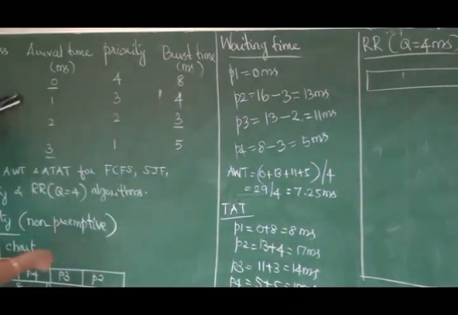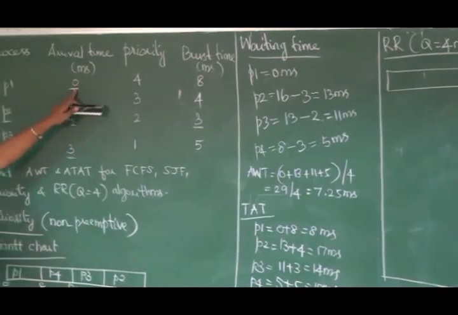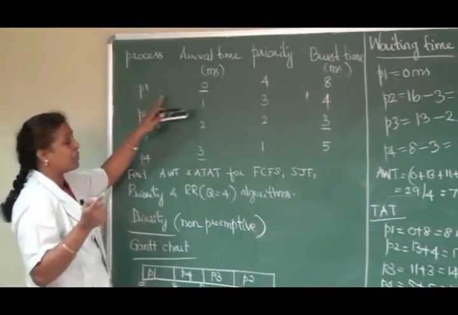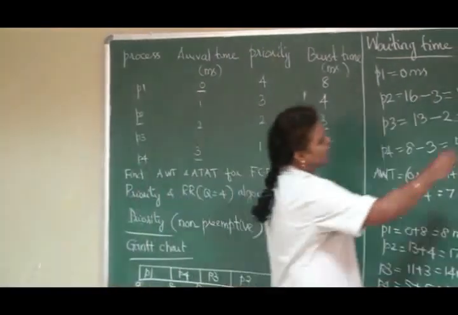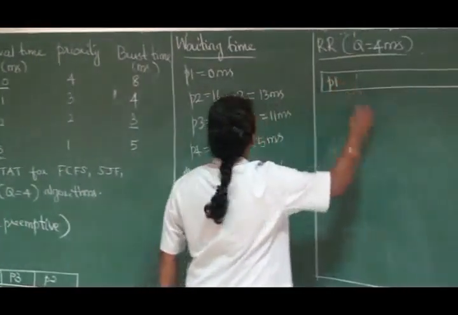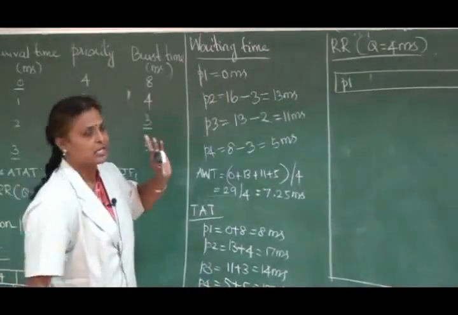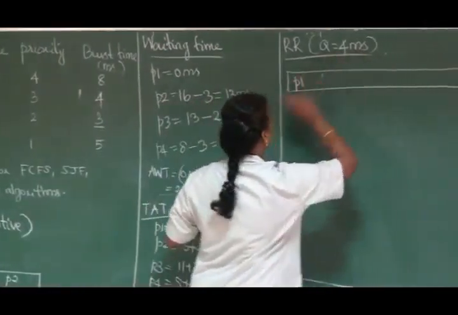So here process P1's arrival time is given. So P1 is the only process available in the 0th millisecond. So P1 can be executed for only 4 milliseconds because the time quantum assigned is 4 milliseconds.